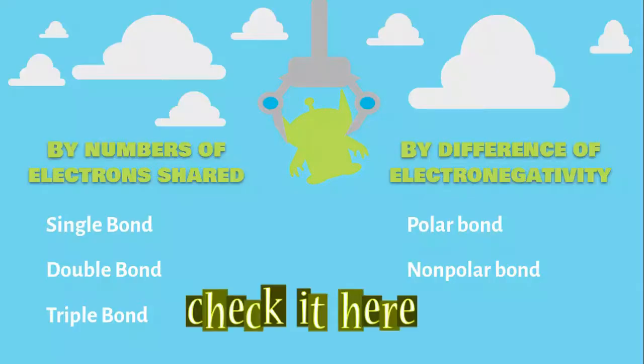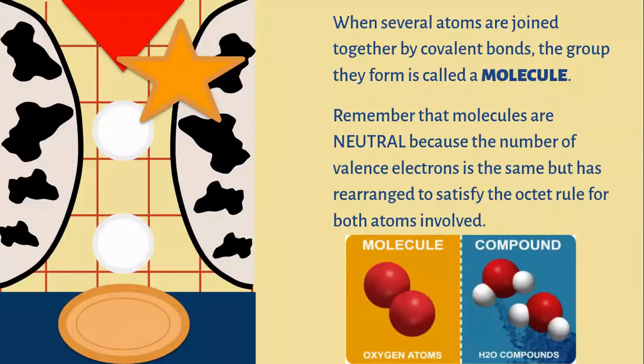They can be classified by the number of electrons that they share into single, double, or triple. And then they can also be classified by the difference of electronegativity between the atoms involved into polar bonds or nonpolar bonds. When several atoms are joined together by covalent bonds, the group that they form is called a molecule. It is important to mention that the number of electrons has remained the same, so therefore, this group is neutral.